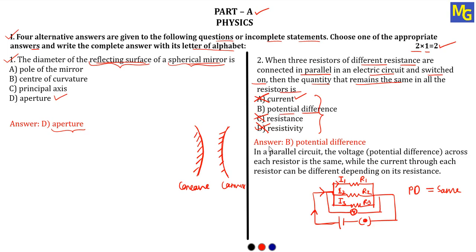So I have written the answer B, potential difference, and a little bit of explanation also I have given. In a parallel circuit, the voltage or potential difference across each resistor is the same, while the current through each resistor can be different depending on its resistance. So therefore, option B, potential difference, is the correct one.